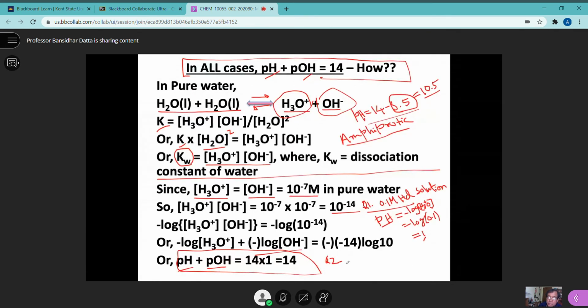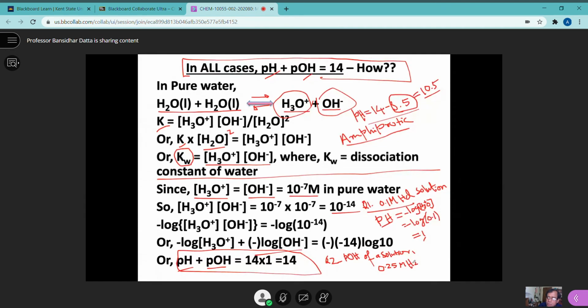All right. Question number 2. Remember, this is the question that will be asked. What is the pOH of a solution containing 0.25 molar sulfuric acid, H2SO4?